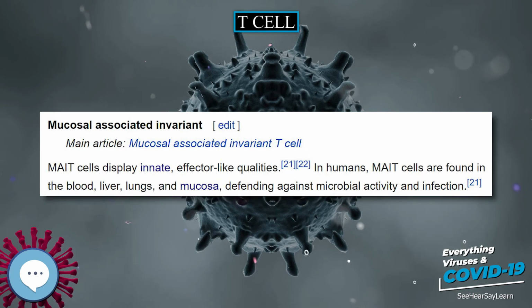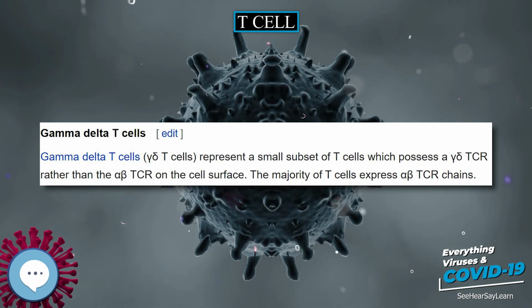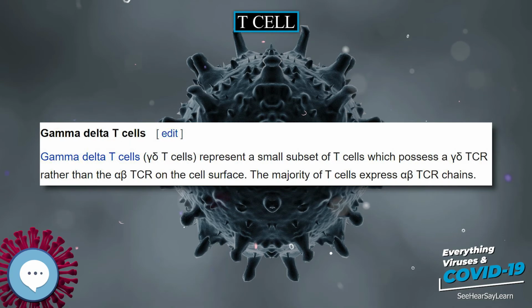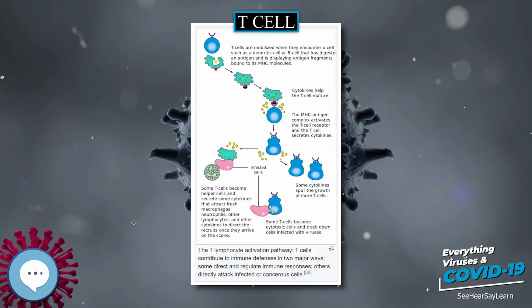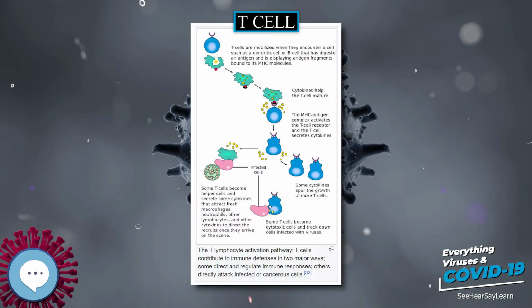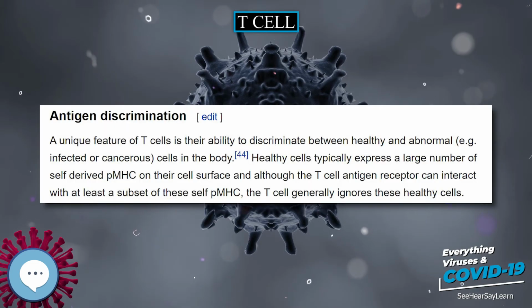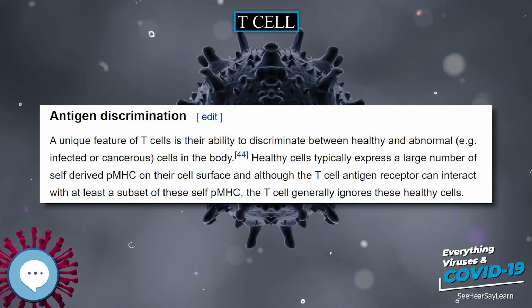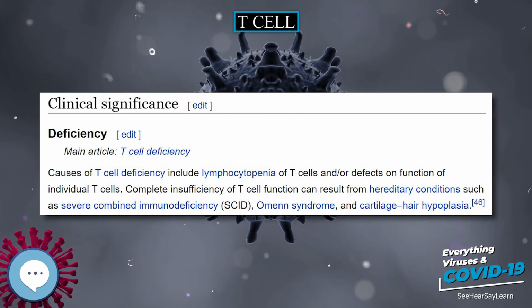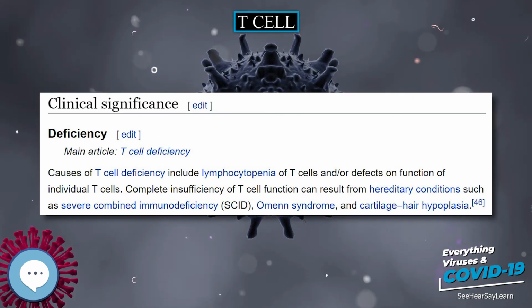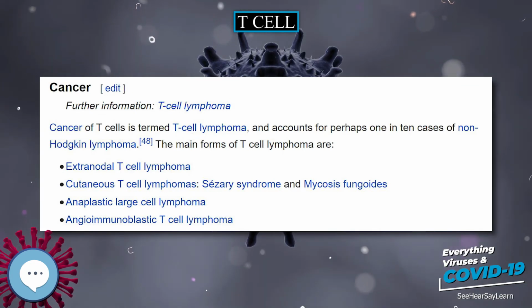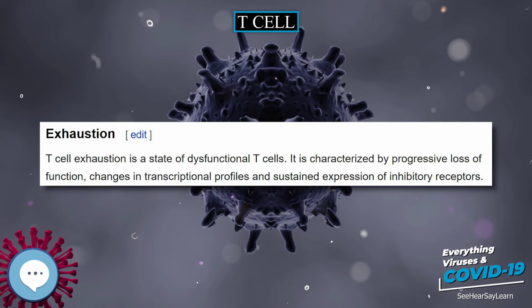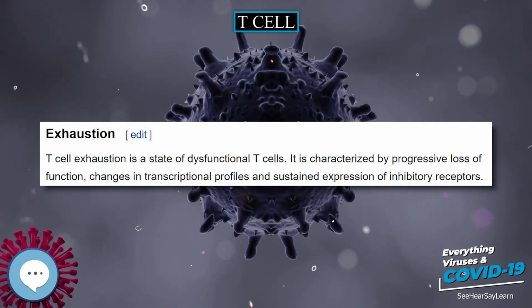Mucosal-associated invariant, MAIT cells, display innate, effector-like qualities. In humans, MAIT cells are found in the blood, liver, lungs, and mucosa, defending against microbial activity and infection. The MHC class I-like protein, MR1, is responsible for presenting bacterially produced vitamin B metabolites to MAIT cells. After the presentation of foreign antigen by MR1, MAIT cells secrete pro-inflammatory cytokines and are capable of lysing bacterially infected cells. MAIT cells can also be activated through MR1 independent signaling.